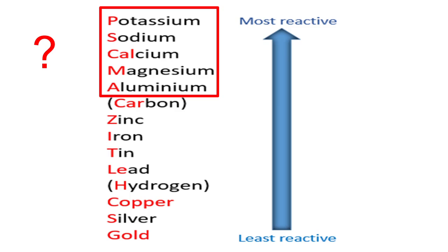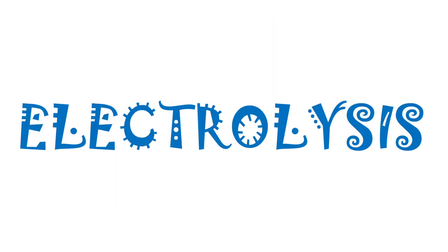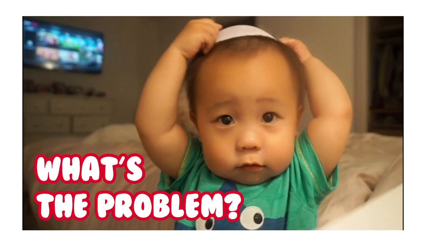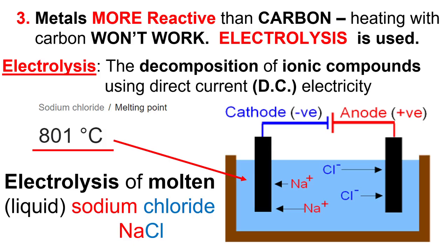Pretty easy. Now we're on to metals more reactive than carbon. How do we get rid of the oxygen? We have to use electrolysis. Now I know students struggle with electrolysis, but it isn't that hard if you keep going over it. It's actually one of my favourite subjects. So what's the problem? Why do students find it so hard? I don't know, but I'll try and explain it clearly.